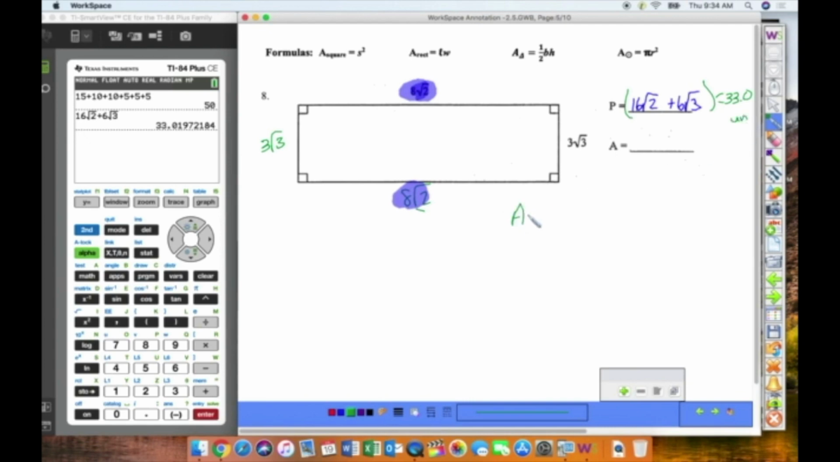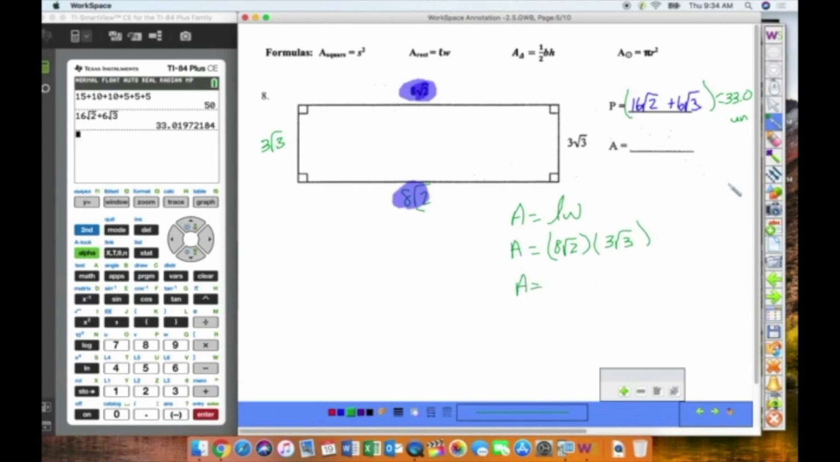And the area will be the length times the width. Area will be 8 square roots of 2, put that in parentheses, times 3 square roots of 3. And multiplying radicals is a little different story. Just like multiplying variables you can take x's times y's, you can take radical 2's times radical 3's.